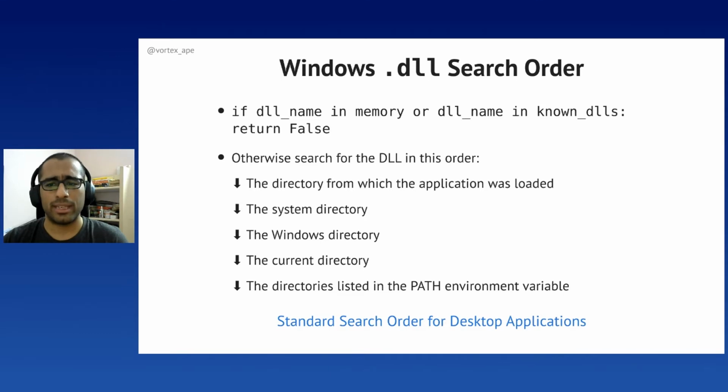The Windows dynamic linker works like this. It does not search for a DLL if a DLL with the same name is already loaded into memory, or if the DLL is on a list of known DLLs for the current Windows version. Otherwise, it will search for a DLL in this order. It will look at the directory from which the application was loaded, then the system directory, then the Windows directory, then the current directory, and finally the directories listed in the PATH environment variable.